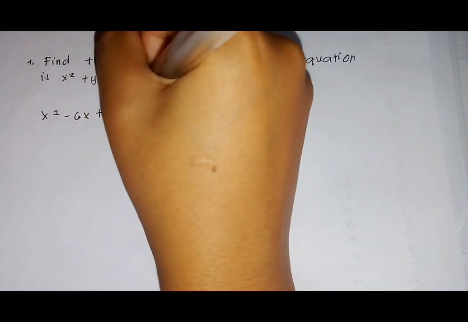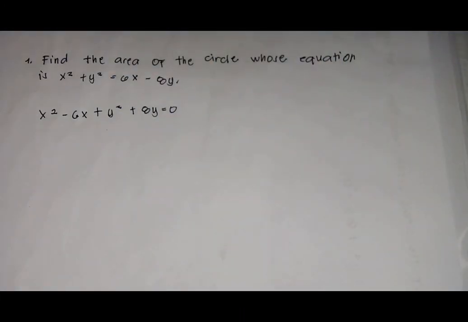So we are given the equation of a circle, which is x squared plus y squared equals 6x minus 8y. First, let's rewrite the equation in standard form by moving all terms to one side. So we have here x squared minus 6x plus y squared plus 8y is equal to 0.